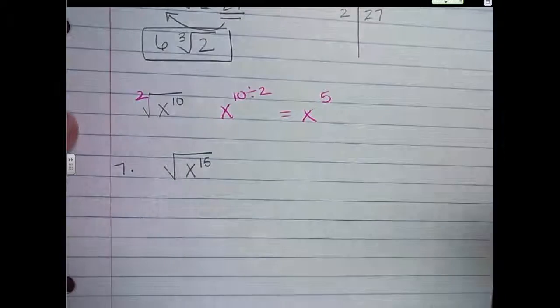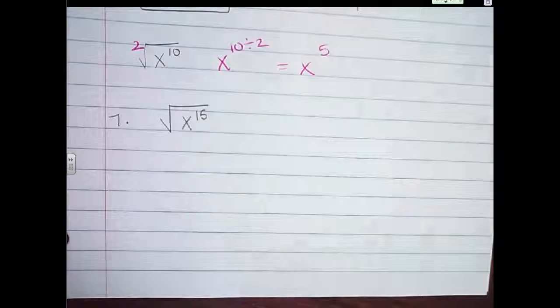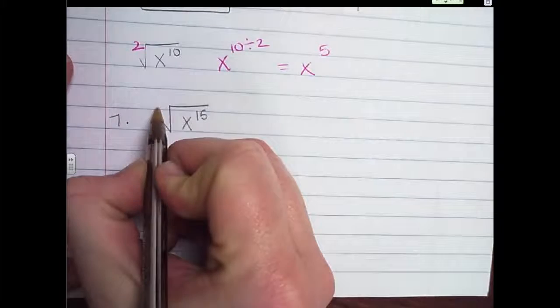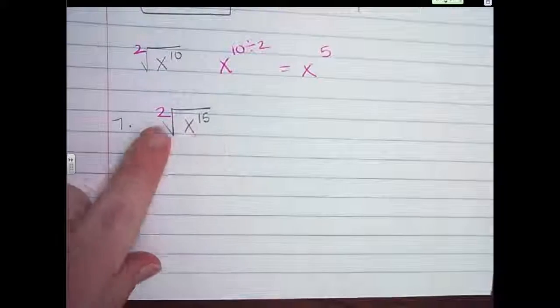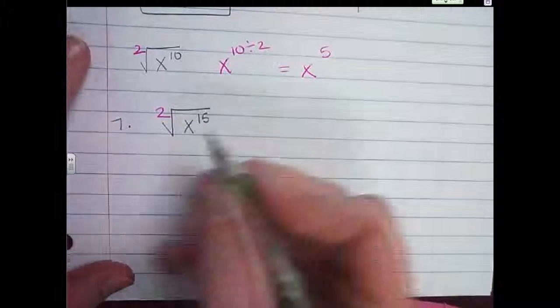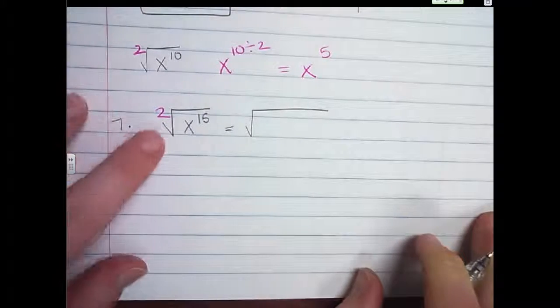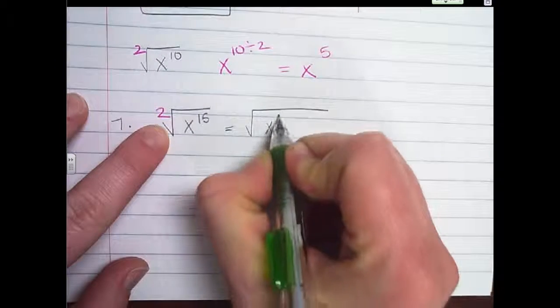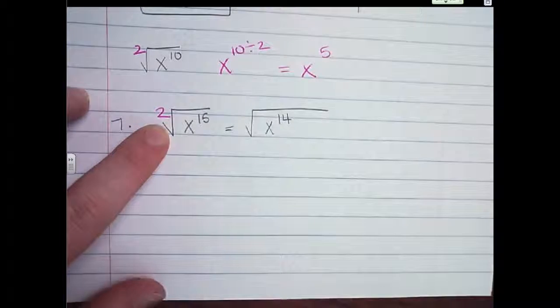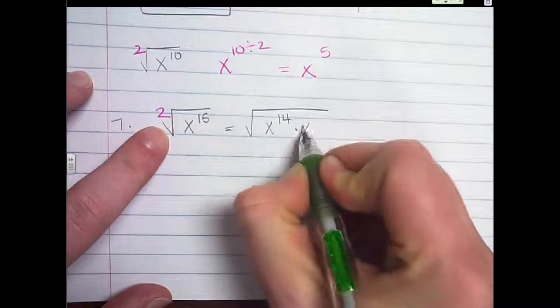Square root of x to the 15th. If it was a cube root, yes, because 15 divided by 3 is 5. What's my root right here? 2. Does 15 divide by 2 evenly? No. So here's what you do. Let's make it something it does divide evenly. If I take my square root, and since this is even, I want to split this up into an even number. So I go to the one right underneath it. What's left over? 1x.